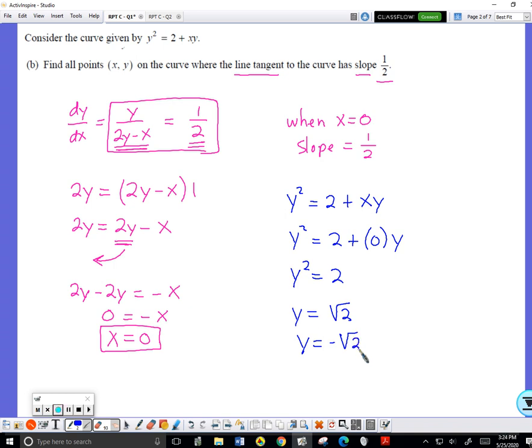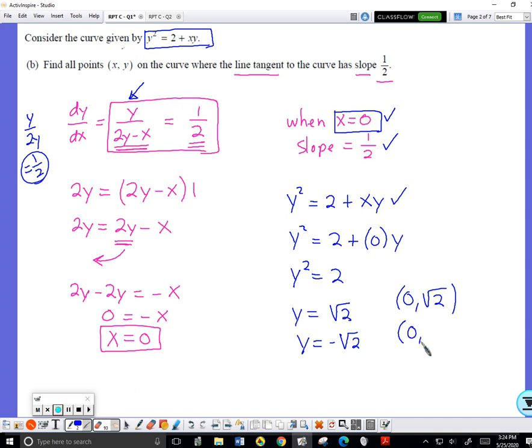So what we figured out is when x equals 0, the slope is 1/2. We could try that over here, because if you plug in x equals 0, you get y divided by 2y, which is indeed 1/2. And then when we plug in that x coordinate into the formula for finding the points, we find out that the point's going to be 0, root 2, and the other point is going to be 0, negative root 2. So we have found both points where the slope is equal to 1/2.